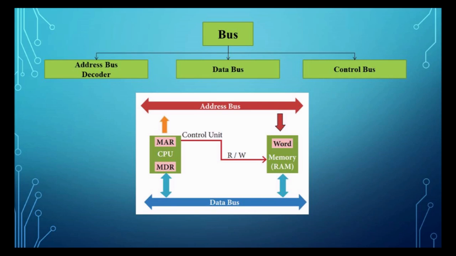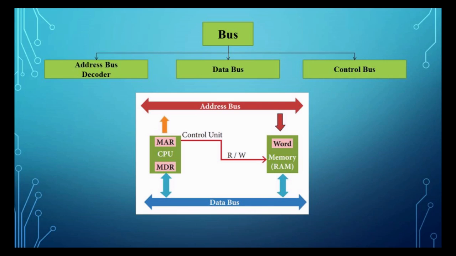The difference between the address bus and the data bus is that the address bus is unidirectional, whereas the data bus is bidirectional. Bidirectional means it sends data and also receives data, whereas the address bus only sends and does not receive, that is, unidirectional.